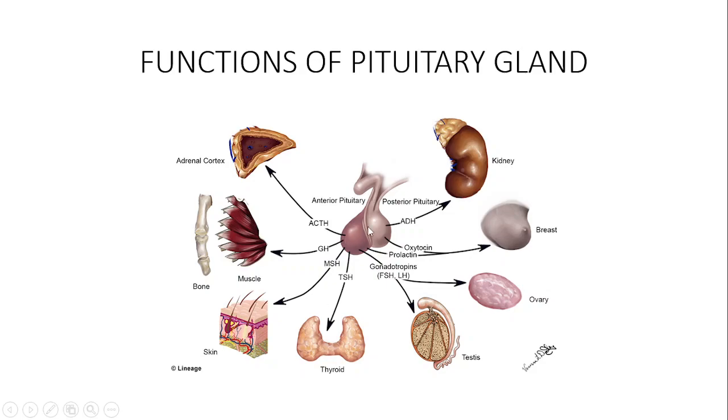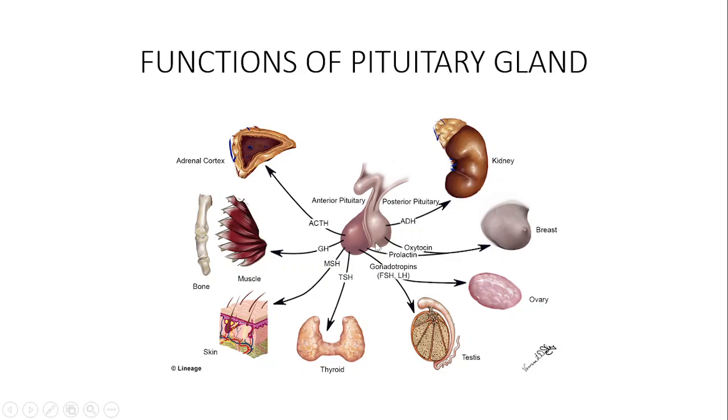But we have prolactin. Prolactin acts on the breast. Then you have the growth hormone. Look at the growth hormone. It acts on the muscles and then the bones. Then you have MSH, or melanocyte stimulating hormone. It acts on the skin.